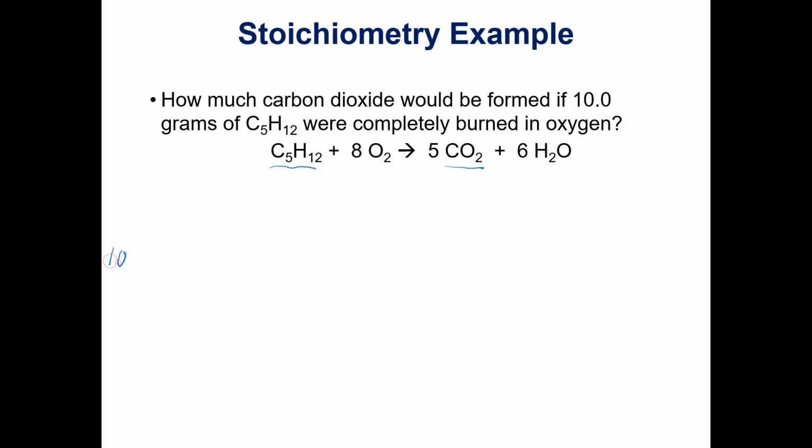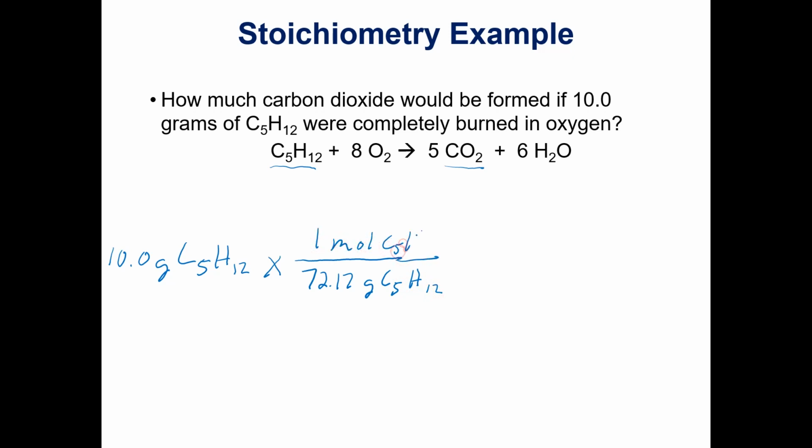So let's start with the 10 grams of C5H12. And if you look at your periodic table, you can calculate the molar mass of C5H12. That comes out to 72.17 grams of C5H12 per 1 mole of C5H12.